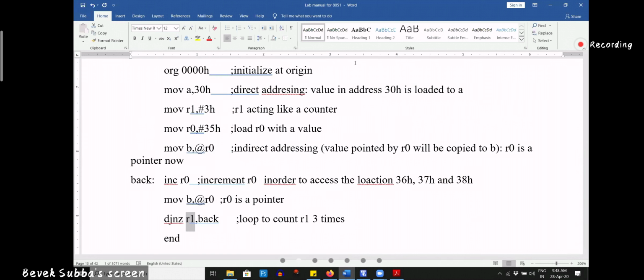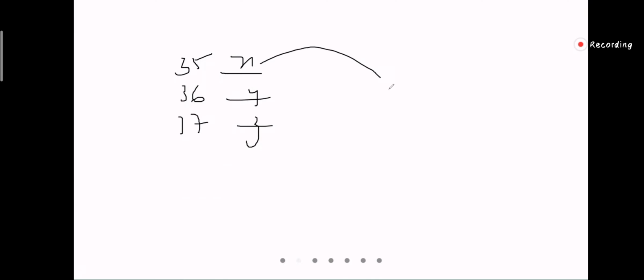Okay. The question is like this: locations 35, 36, 37 hold some values, let's say X, Y, Z. These values, which are located in locations 35, 36, 37, should move to B.